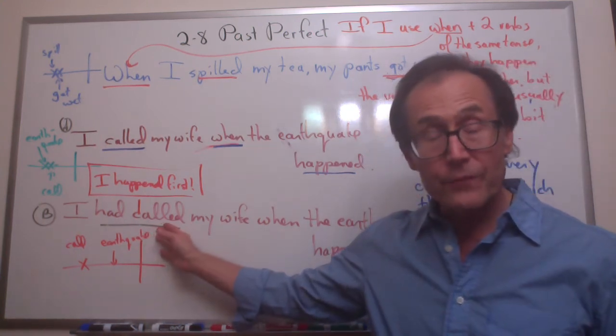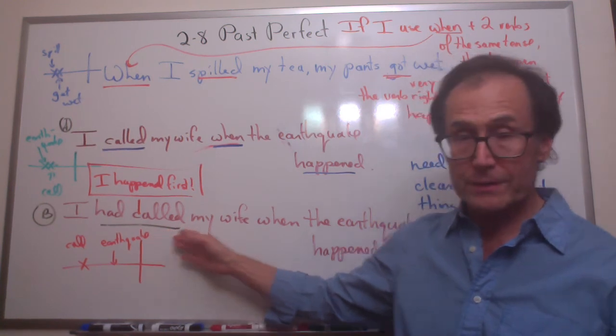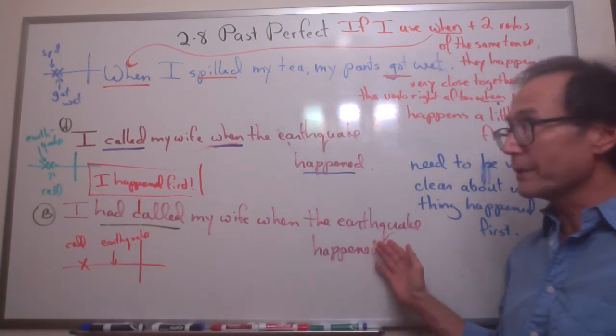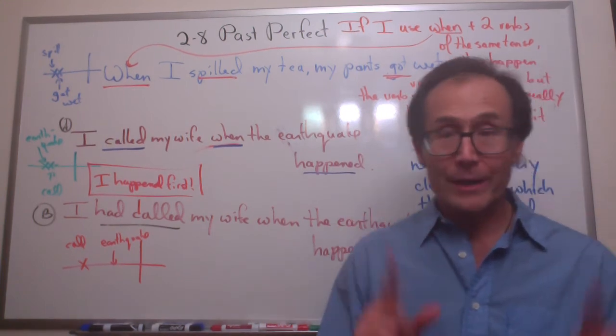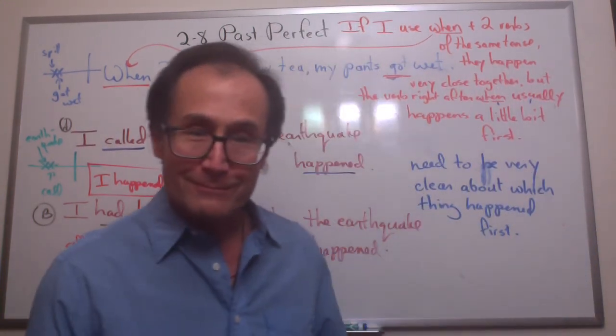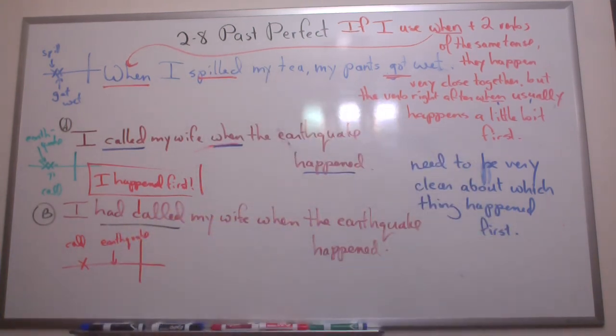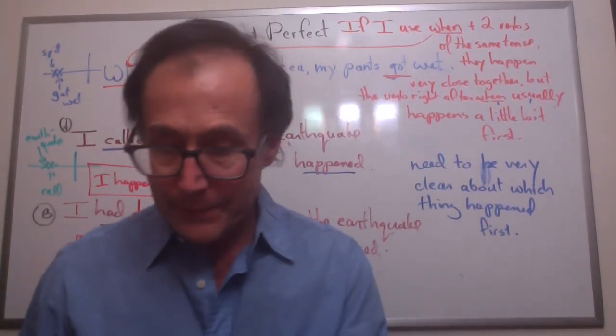So notice here, when I use past perfect, it means this one happened first. Call happened before the earthquake. How is that? Okay, let's do one more example.